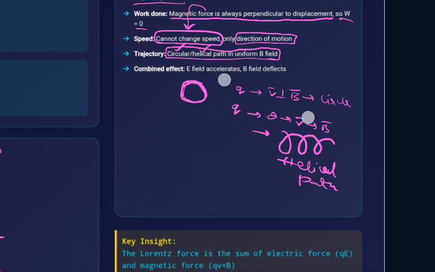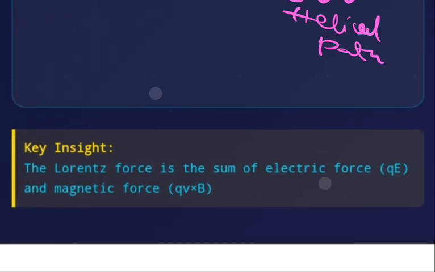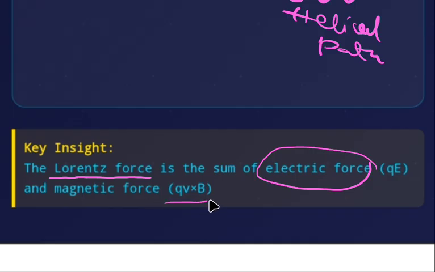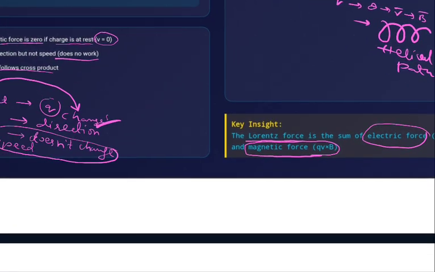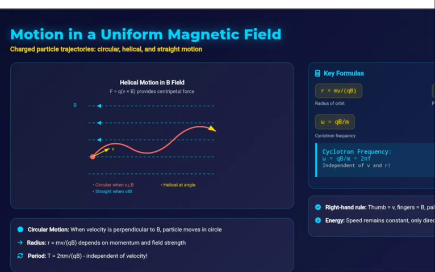Next, the Lorentz force. What is the Lorentz force? We have calculated it: it is the sum of electric force and magnetic force. This is called the Lorentz force.